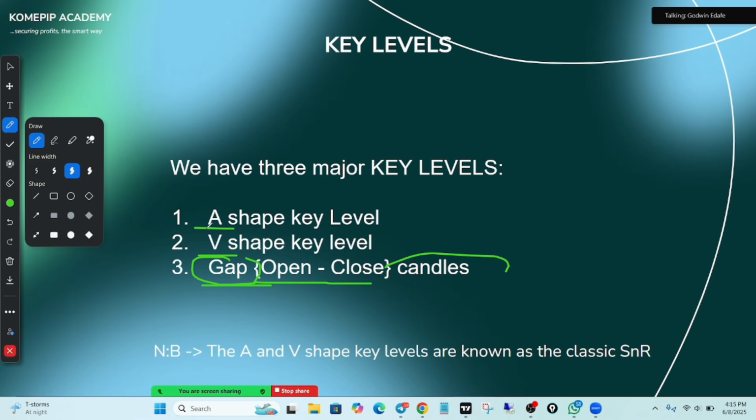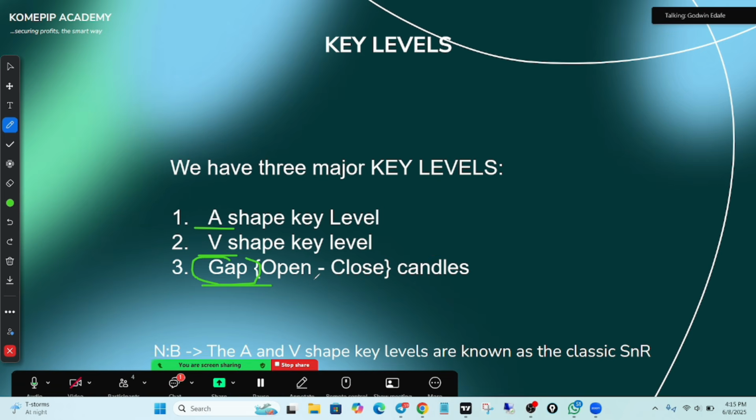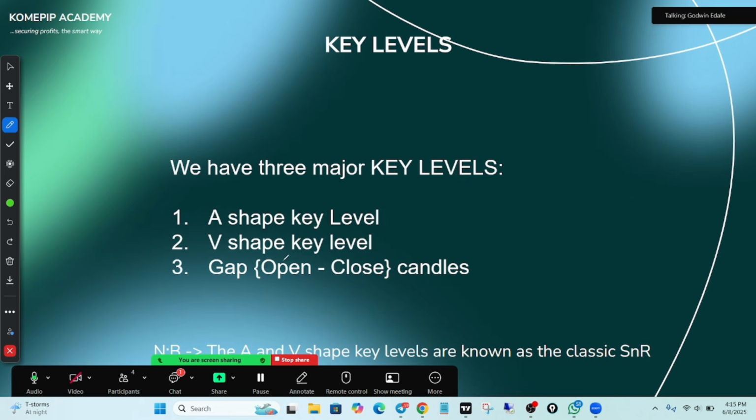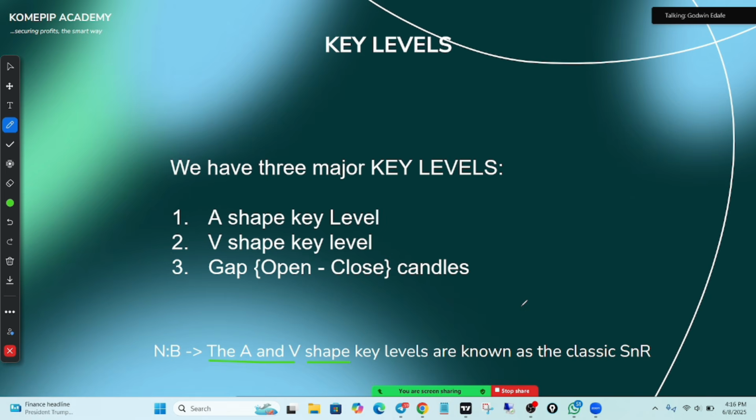So we have the A shape, V shape, and the gap, open and close candles, and these are the things we are going to be paying attention to subsequently. I want you to take note that the A and V shape key levels are known as the classic SNR. SNR is support and resistance. So if you have this, you have this, you have this, you are good to go.